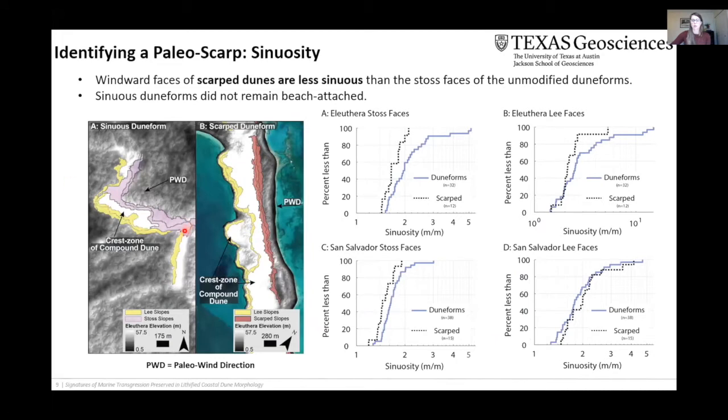This is really clear when we look at these forms in map view. You can see an example of a sinuous, or what we're calling unmodified, dune form, compared to a scarp dune form. But we wanted to quantify this property on both the upwind and the downwind side of the dunes. So the scarp dunes on the upwind face have lower sinuosity values, below 2, all the values are below 2, compared to the unmodified dunes, which have values as high as 6 for the sinuosity.